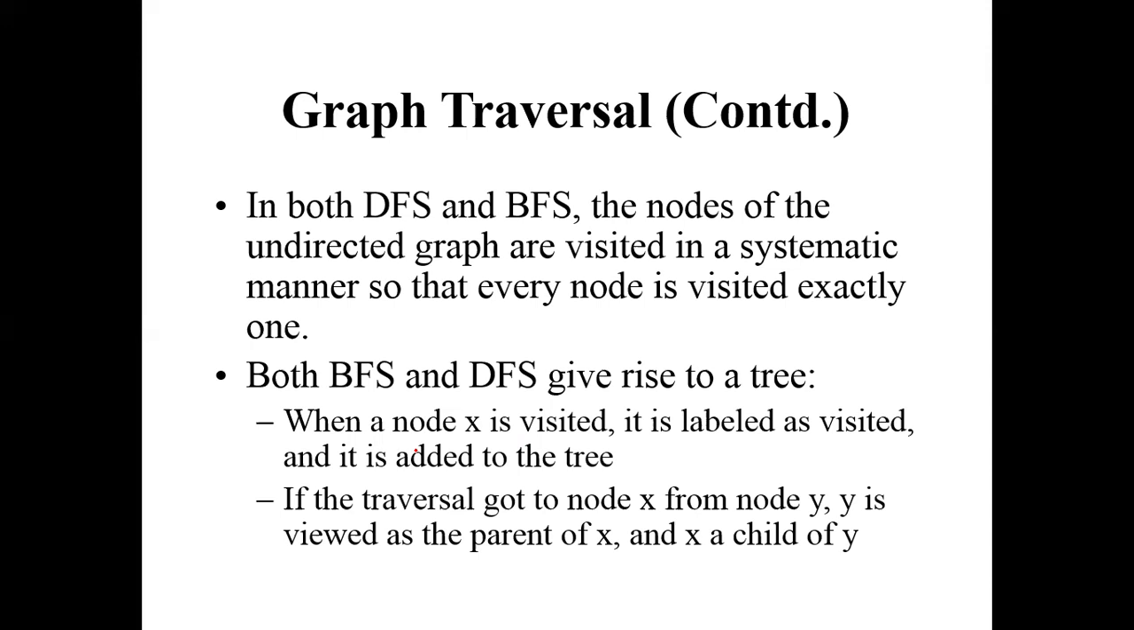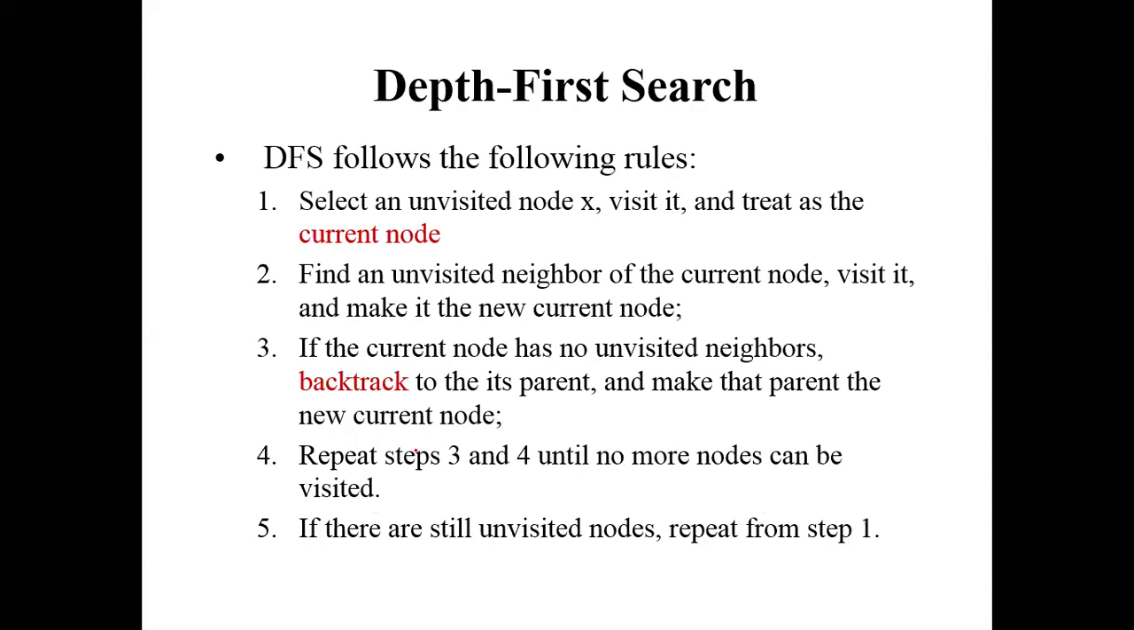In both BFS and DFS, each node is initially labeled as unvisited and after visiting it is changed to visited, and those nodes which are visited will be added in the final tree. If I'm giving the connection as X from Y, then node X will be the parent, Y will be the child.